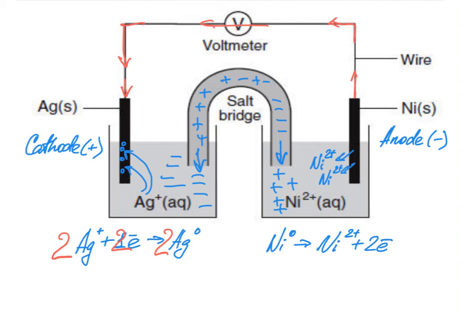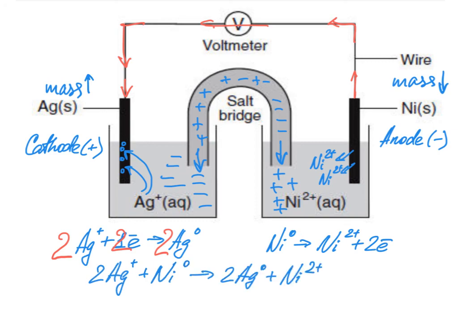We expect silver electrode to be increasing in mass, and we expect the electrode made out of nickel atoms to be decreasing and deteriorating. Now let's fuse the oxidation and reduction half reactions into the overall redox reaction that is happening here.